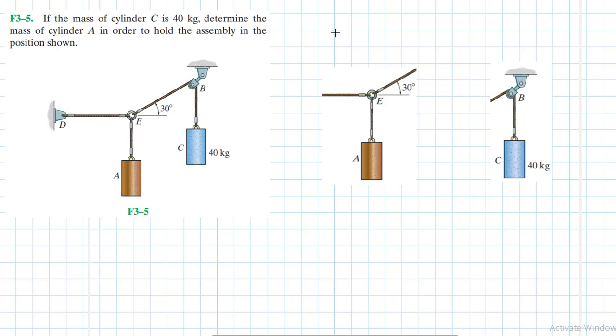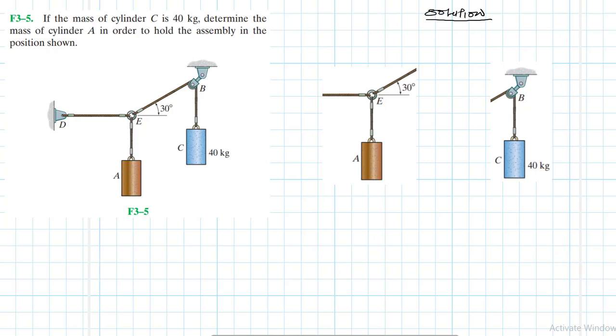The problem reads, if the mass of cylinder C is 40 kg, determine the mass of cylinder A in order to hold the assembly in the position shown, or in equilibrium. This problem is coming from the Engineering Mechanics Statics textbook, 13th edition by R.C. Hibbeler. So we have the mass of cylinder C, 40 kg, and we've been asked to determine the mass of cylinder A so that the assembly is in equilibrium, or it remains the way it is in this position.